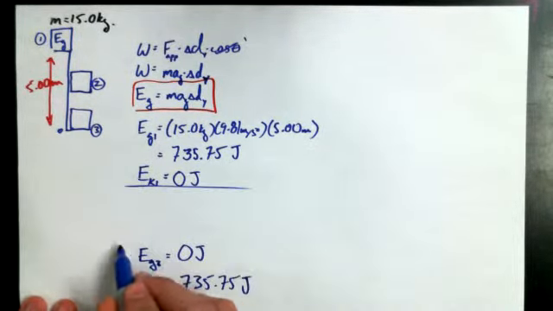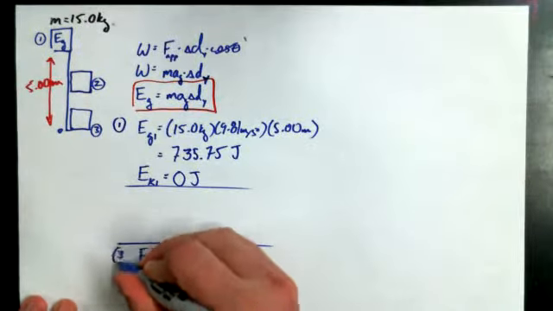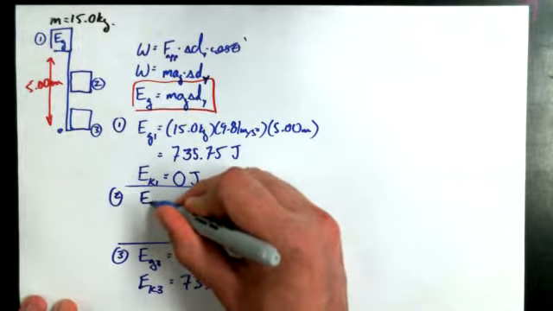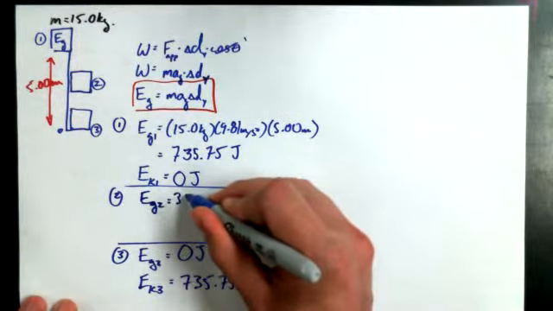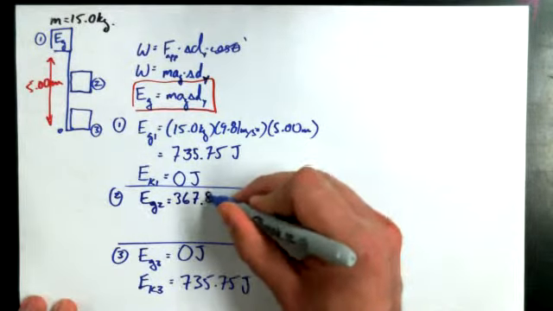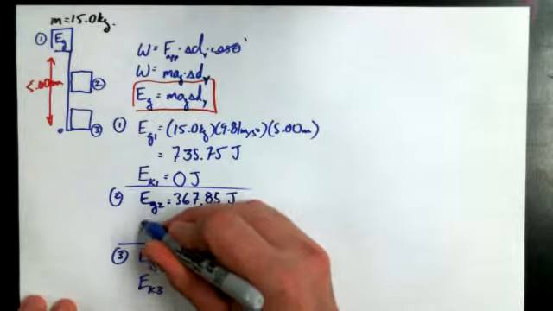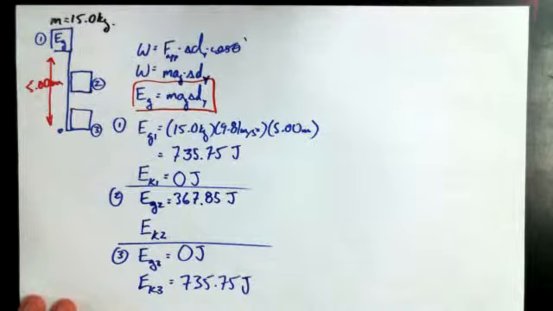Now something maybe a little bit more interesting happens in between at position 2. So here's position 1, here's the information for position 3. At position 2, let's say that you get to a position where the gravitational potential energy is 367.85 joules. Is there anybody that can tell me how much kinetic energy you have there and how you get it? How do you think you can figure out how much kinetic energy there must be there?